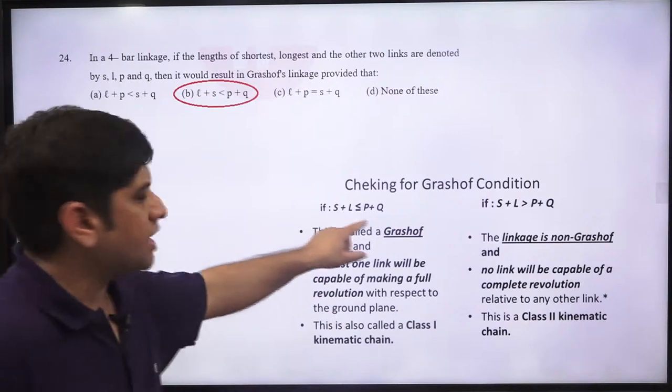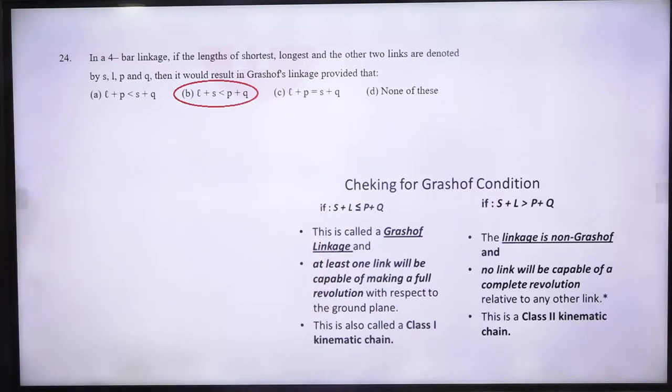When S plus L is less than or equal to P plus Q, you get Grashof linkage. At least one link will make a full revolution, rotary. One is a rotating link. This is called class 1 kinematic chain. If S plus L is more than P plus Q, it is called non-Grashof linkage. So none of the links will make a complete rotation. Class 2 kinematic chain. Remember these couple of things.